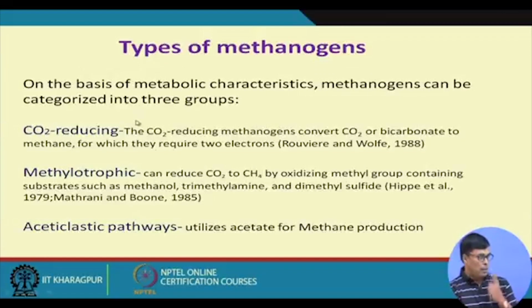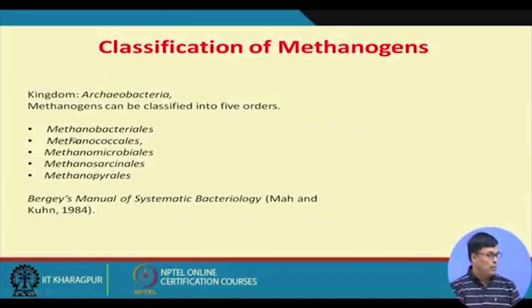So, we have 3 types of methanogens: one is carbon dioxide reducing, another is methylotrophic, and another is acetoclastic. In the carbon dioxide reducing pathway, carbon dioxide is converted to methane. In the methylotrophic pathway, methane is produced by oxidizing methyl group containing substrates such as methanol, trimethylamine and dimethyl sulfate. Acetoclastic methanogens usually convert acetate to methane. These are the different methanogens present.